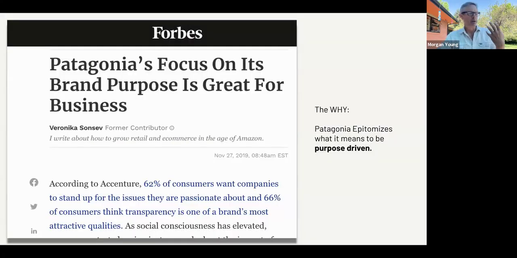Patagonia is the epitome of the why. It is a purpose-driven company. If you happen to be in Boulder, Colorado, and you walk down Pearl Street Mall today, you'll walk right into that Patagonia store, and you will see a sign, and the sign says something along the lines of, "We are not a fashion company. We do not make gear. We are an environmental protection organization that happens to sell clothes for that mission."